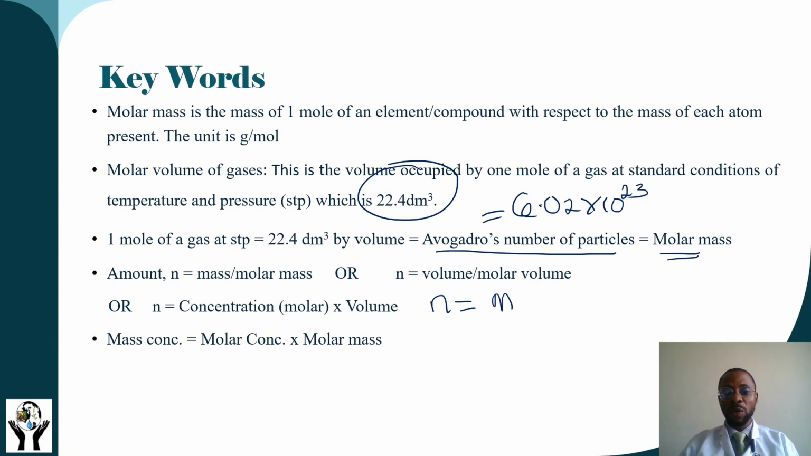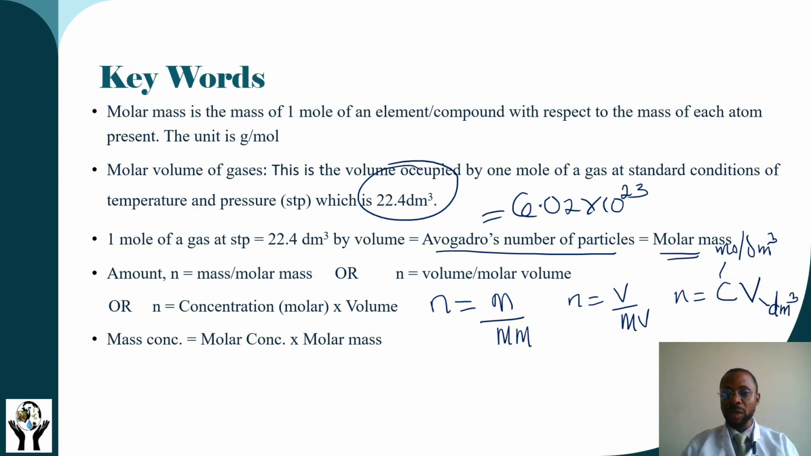Then amount N can be expressed in about 3 ways. Amount can be equal to mass over molar mass. It can also be equal to volume over molar volume, and amount can also be equal to C, which is molar concentration, multiplied by the volume. This concentration must be molar concentration, which is mole per dm cube, and the volume, because of that, you must have it in dm cube, not centimeter cube. By the time you multiply mole per dm cube and dm cube together, you are going to have mole as the final unit, which is the unit for moles, or the amount.